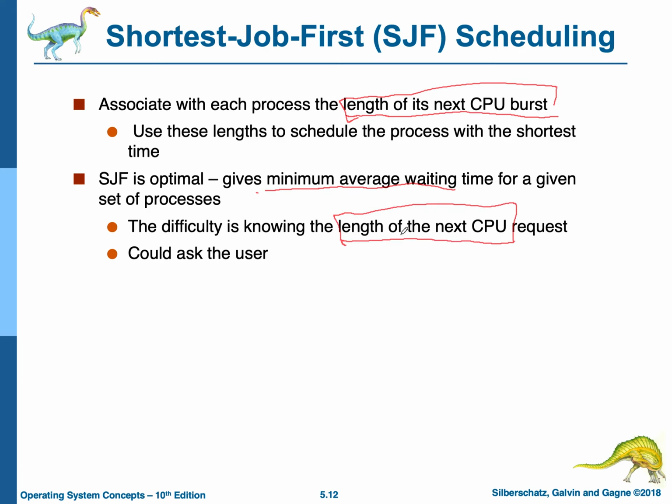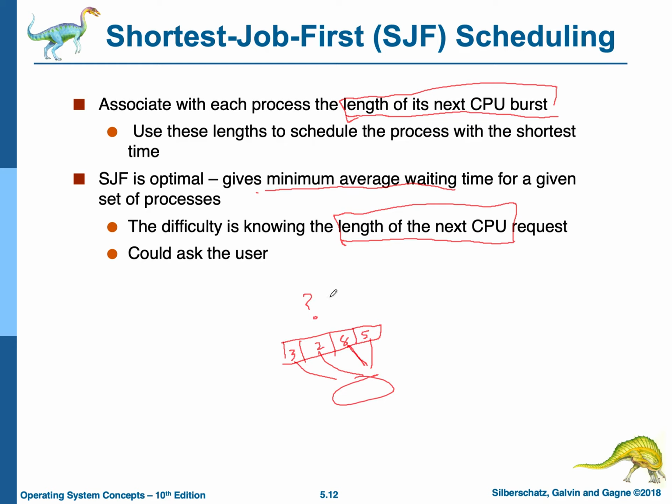How long the next job will be. For example, maybe this is the queue, and this job is 5 units of time, this is 8 units of time, this is 2 units of time, and this is 3 units of time. So we know that we have to take this first, then this, then this, and then this 8. Okay, but what about the next job?